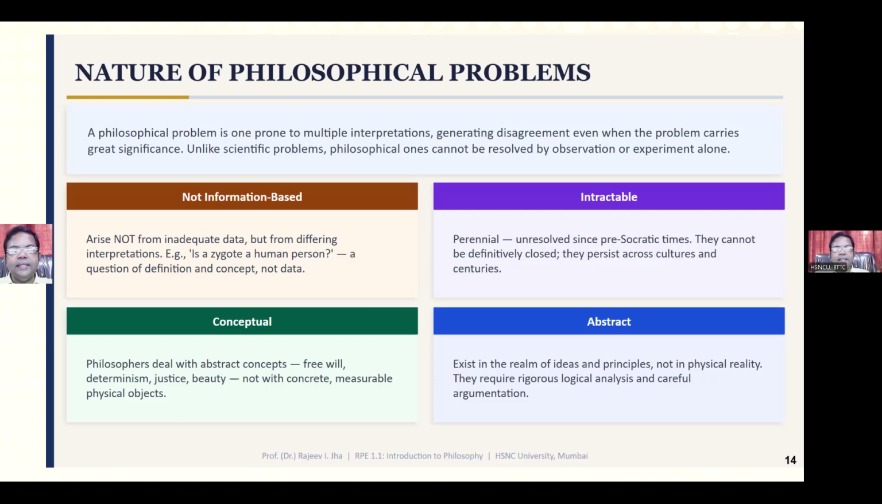Einstein reportedly said he would spend 55 to 60 minutes defining a problem before spending 5 minutes solving it. Philosophical problems require this orientation. They demand that we think rigorously about the nature of the question before we try to answer it.